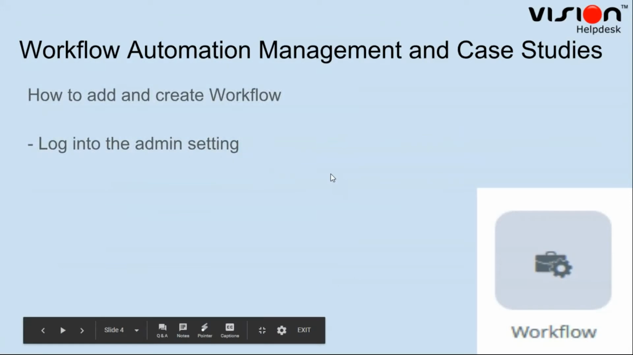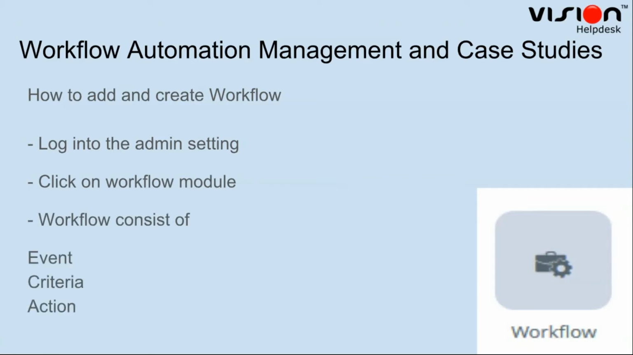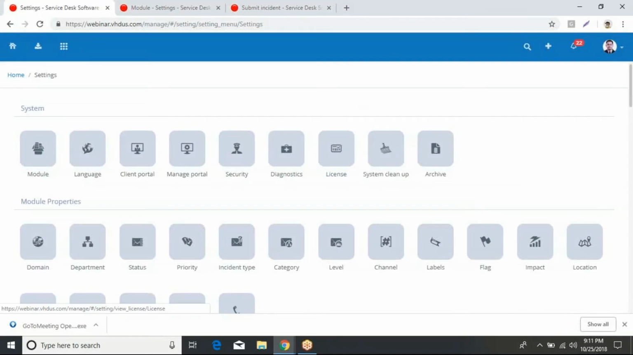How can you add and create a workflow? To add and create a workflow, you need to log into the admin settings of your managed portal. Once you log into the admin settings, you go to the workflow module, go inside it and click on workflow. Now the workflow consists of event, criteria, and action. Now let's go and add a workflow.